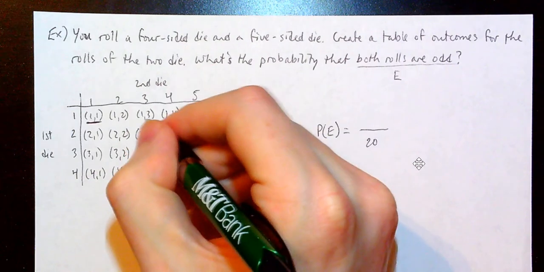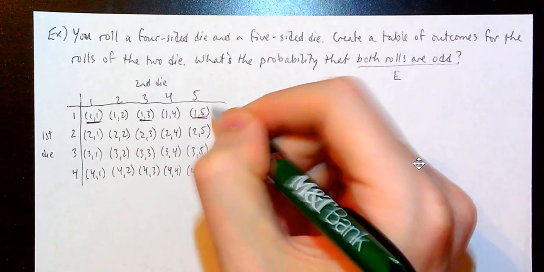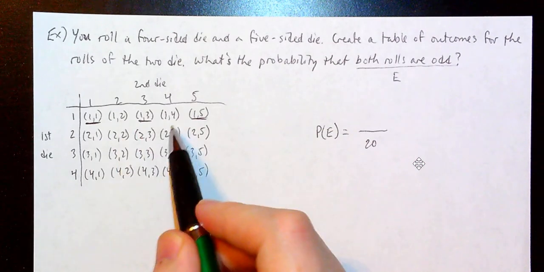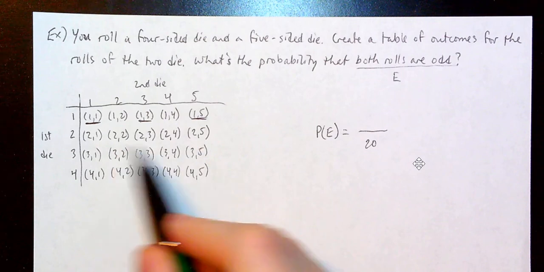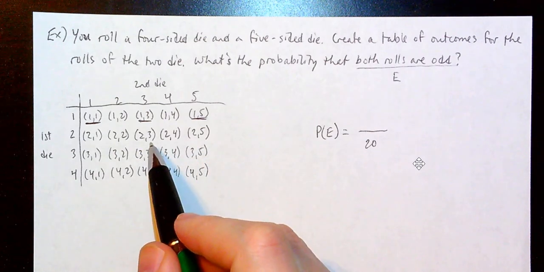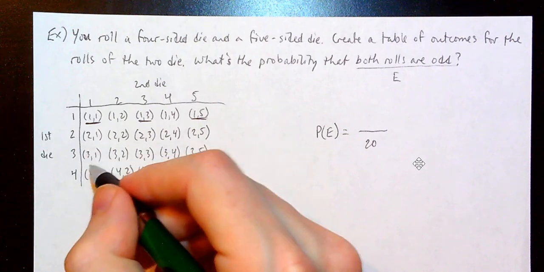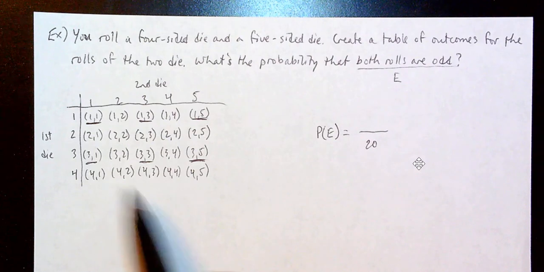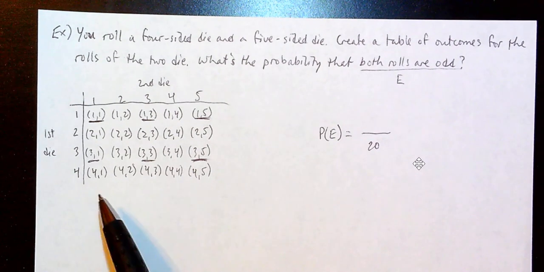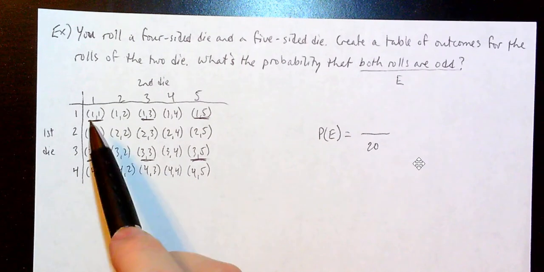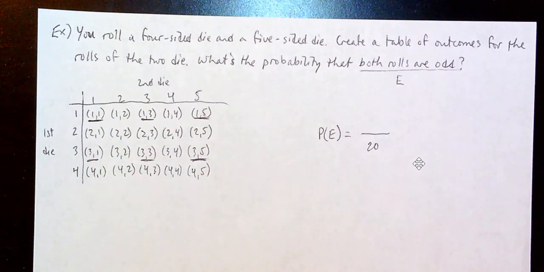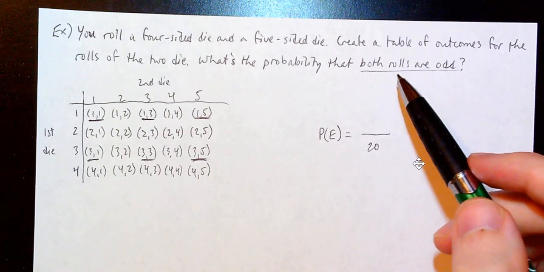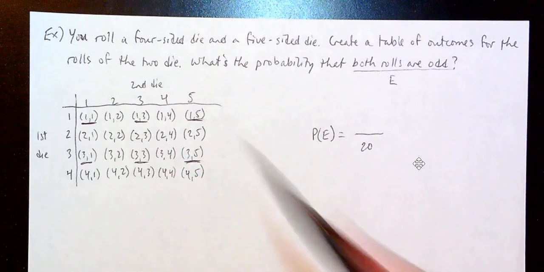1, 1, 1, 3, 1, 5. Every ordered pair in this row has a number that's even, so that's not good. 3, 1, 3, 3, and 3, 5, and then every entry in this row has a number in it that's even as well. So there's only 1, 2, 3, 4, 5, 6 possible outcomes that are in the event E. There are 6 outcomes where both numbers are odd.